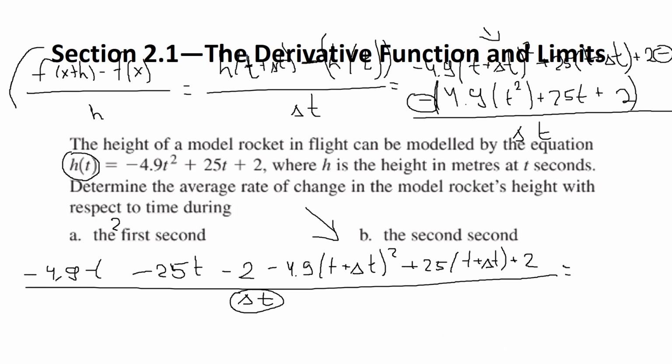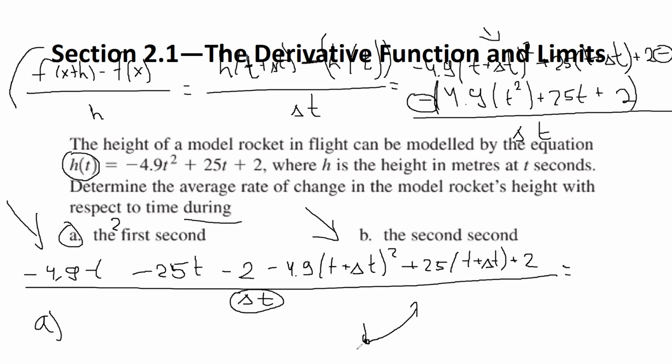So let's keep on solving this one. Just for your convenience, don't expand these brackets right away, because if you take a look at the question, we can start solving the question itself once we get the formula. This would be the formula for the average rate of change between any 2 points of the graph. Look at the last sentence of the question: determine the average rate of change in the model rocket's height with respect to time during the first second. It means that the rocket took off and was flying for 1 second.